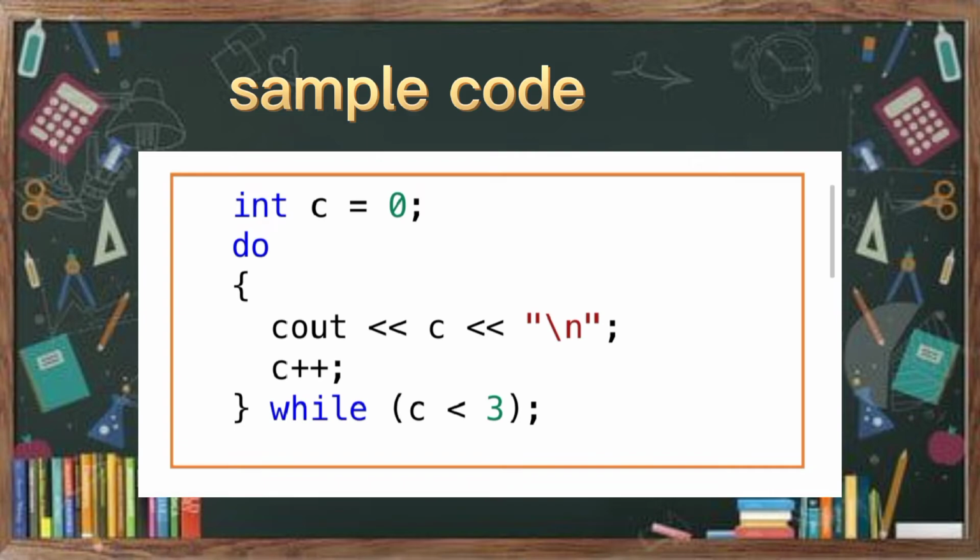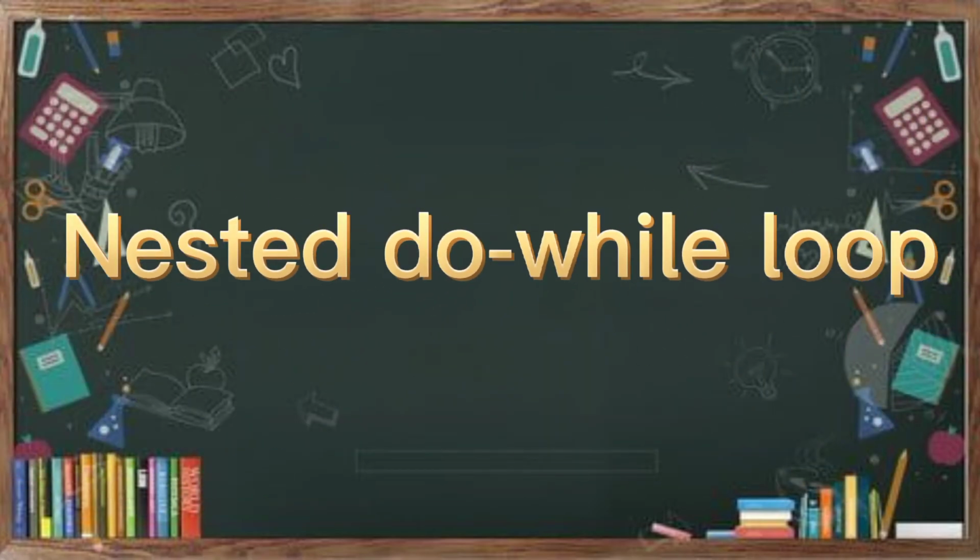The condition is then re-evaluated, and since 2 is still less than 3, it goes again to the block of statements within the loop which prints 2 and increments the value of c, where c now becomes 3. The condition is re-evaluated, and since 3 is not less than 3, the loop is terminated. The output is 0, 1, 2. Nested do-while loop is a code fragment where a do-while loop is within another do-while loop.